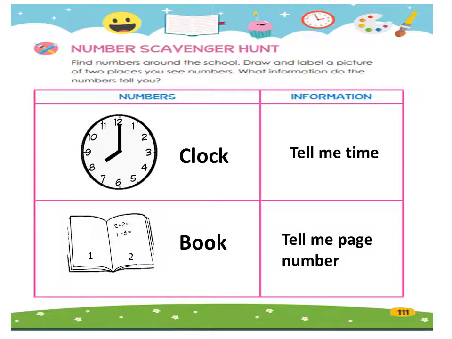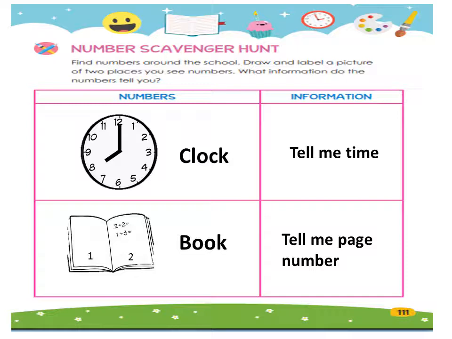Now this is your turn. Look around you. Draw anything that has numbers and tell me what information it gives you. You may draw a mobile, a remote control. You may draw a telephone, anything that has numbers around you, you can draw it. Draw it in your book.